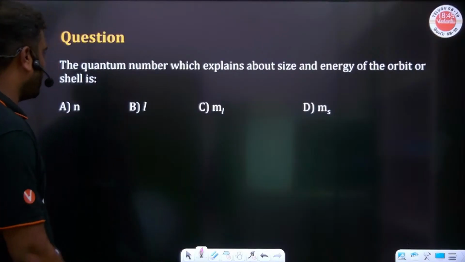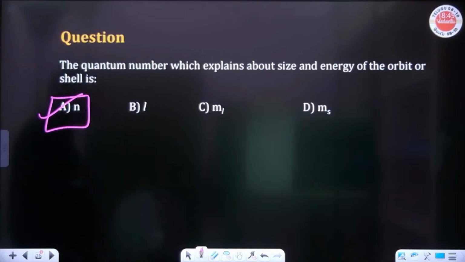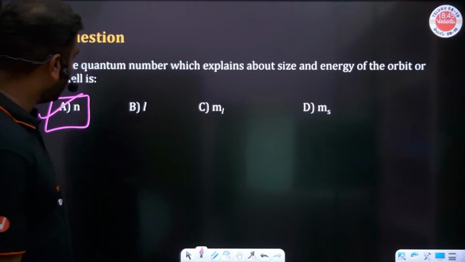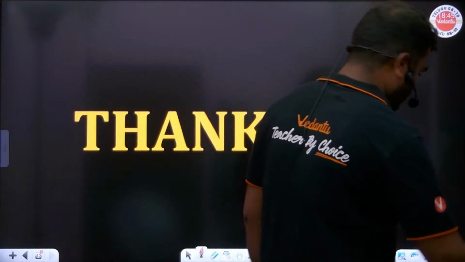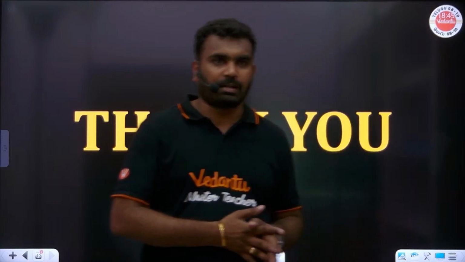Yes, regarding size and energy, the principal quantum number n gives information about the size and energy of the shell. Okay? So this is the answer for the question, and this is all about today's session. This is about textbook questions of structure of atom.